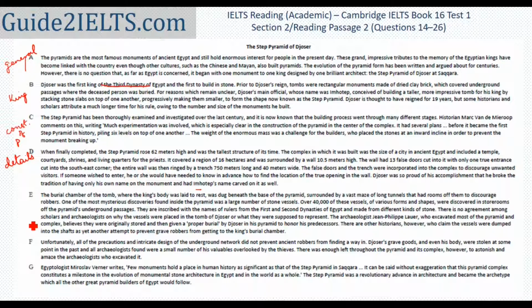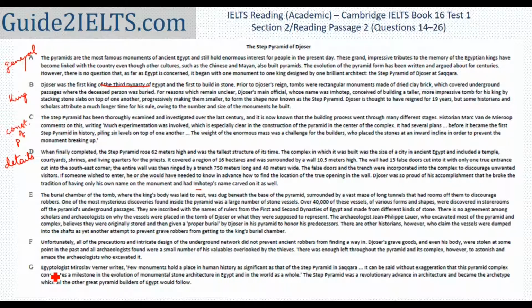Paragraph F. Unfortunately, all of the precautions and intricate design of the underground network did not prevent ancient robbers. There was enough left throughout the pyramid and its complex to astonish and amaze archaeologists. So, at some point in history, the pyramid was robbed, but some stuff was still left.